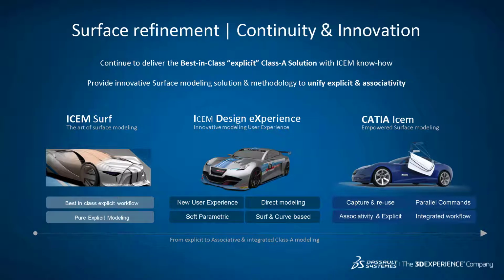At Dassault Systèmes, we have 3 surface refinement offers for styling and Class A use cases. CATIA ICEM is our mature, parametric and associative Class A solution inside CATIA V5 and 3D Experience. The ICEM Design Experience, known as IDX, is our exciting and new styling and Class A app on the 3D Experience. But we're here today to talk about ICEMSurf, our legacy explicit Class A solution, setting the industry standard for surface refinement around the world.